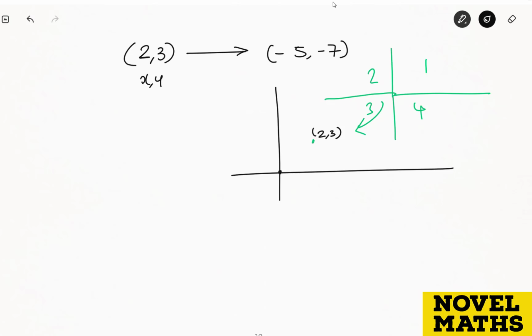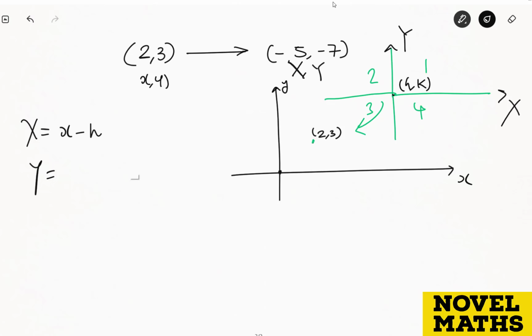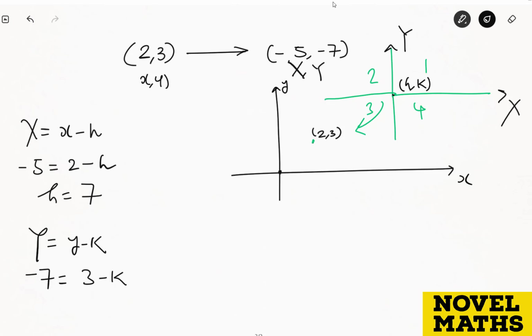So this is the xy coordinate system. This is another variable X and Y, and this is x and y. So X is x minus what point? We don't know, right? h and k, we don't know. X is x minus h, and Y is y minus k. Let's solve it. X and Y, we have both these things. Negative 5 is 2 minus h, so h is 7. Y is y minus k. Negative 7 is 3 minus k, so k is 3 plus 7, which is 10.